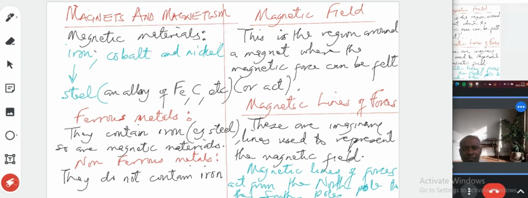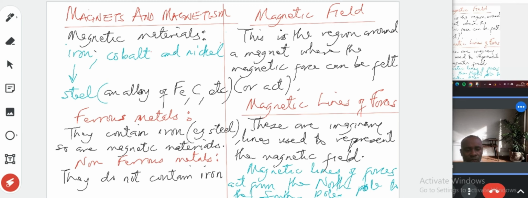I said magnets or magnetic materials are three elements: iron, cobalt, and nickel. Of course, you can add steel, which is obviously not an element because it's an alloy of iron and carbon. These are the only materials that can be attracted to a magnet. Copper and aluminum and the rest of them cannot be attracted to a magnet.